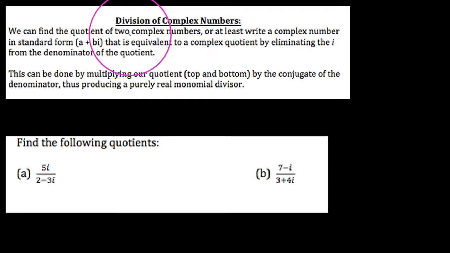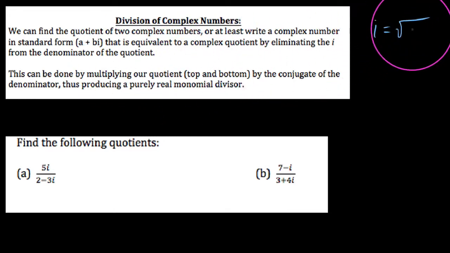It says we can find the quotient of two complex numbers, or at least write a complex number in standard form, a plus bi form, that is equivalent to a complex quotient by eliminating the i from the denominator of the quotient. So before I tell you how you do this, I'll give you a rationale why we're doing it in the first place.